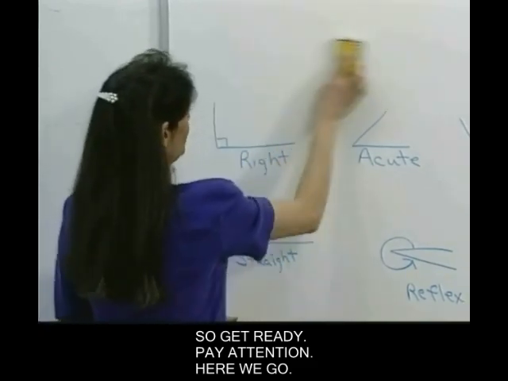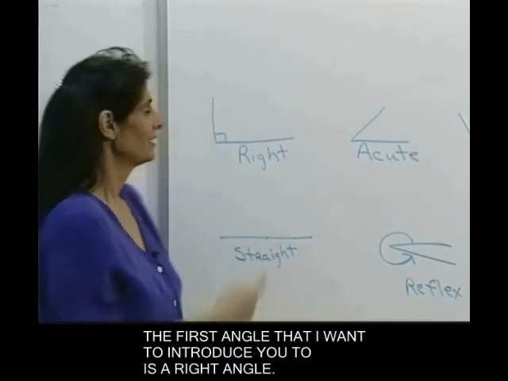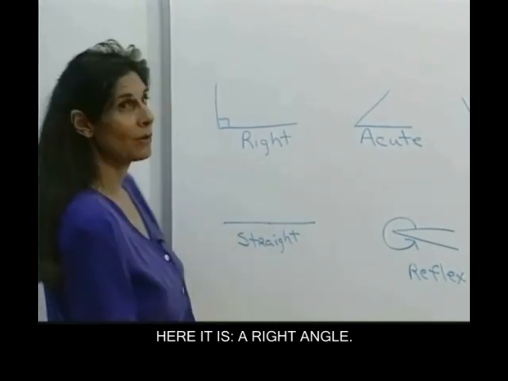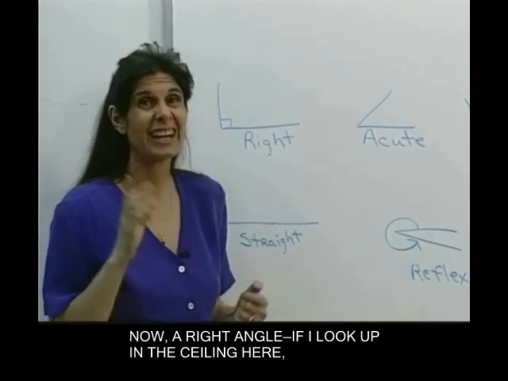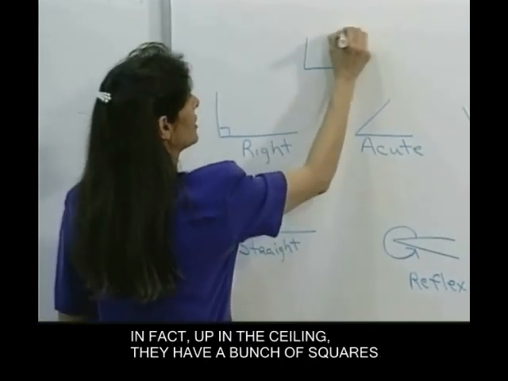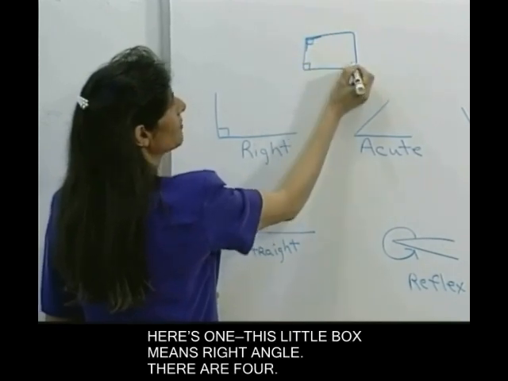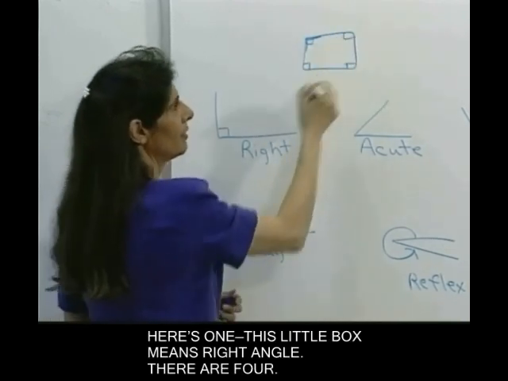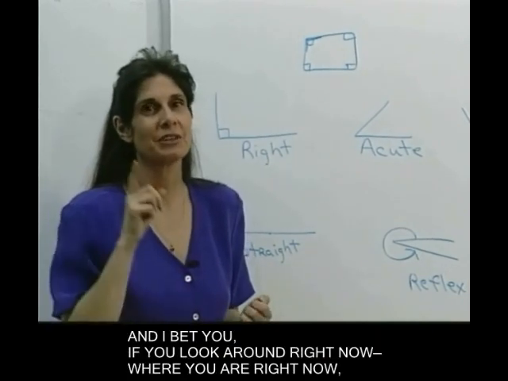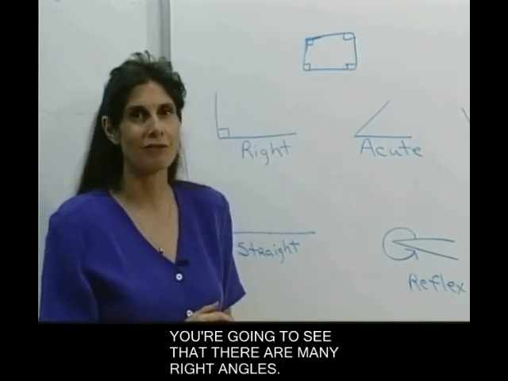Here we go. The first angle that I want to introduce you to is a right angle. Here it is, a right angle. Now, if I look up in the ceiling here, I can see a lot of right angles. In fact, up in the ceiling, they have a bunch of squares, and each square has a right angle. Here's one. This little box means right angle. There are four. There must be about 100 on this ceiling. And I bet you if you look around right now, where you are right now, you're going to see that there are many right angles.